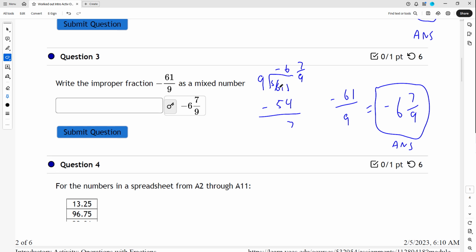6 times 9 is 54. So 61 minus 54 is going to be 7. So I have 6 7/9. Okay. In this case, my final answer here is going to be a negative 6 7/9, which is what they have there.